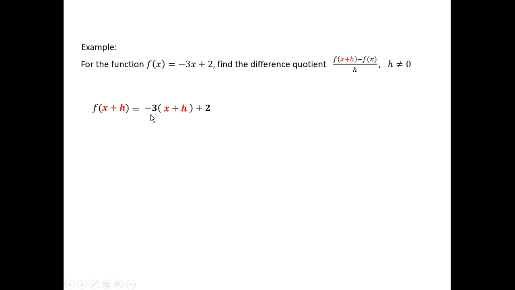Now let's just simplify this. Here all we can do is distribute our 3 through parentheses. So that's going to give us negative 3x. Negative 3 times positive h is negative 3h. Bring down our 2. So this is the first part of our difference quotient. Now let's look at the second part. Let's look at our f of x. F of x is nothing more than the original function itself. F of x is equal to negative 3x plus 2. So here we have our second part.